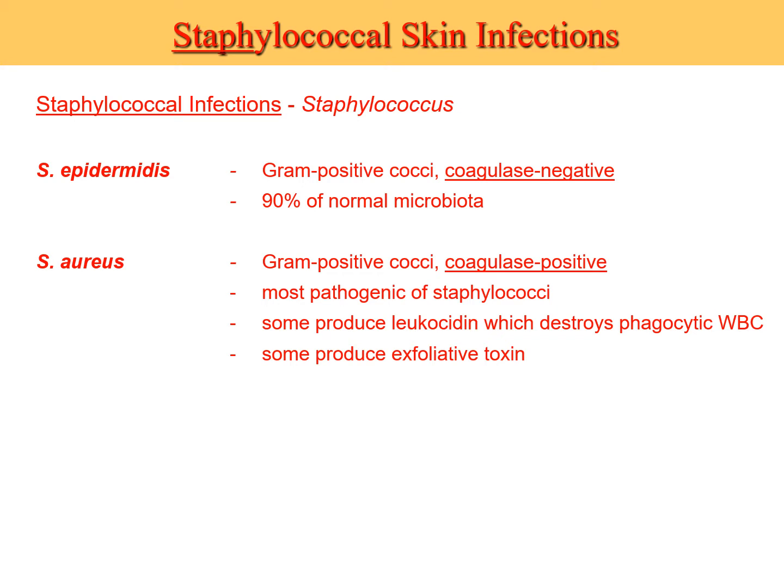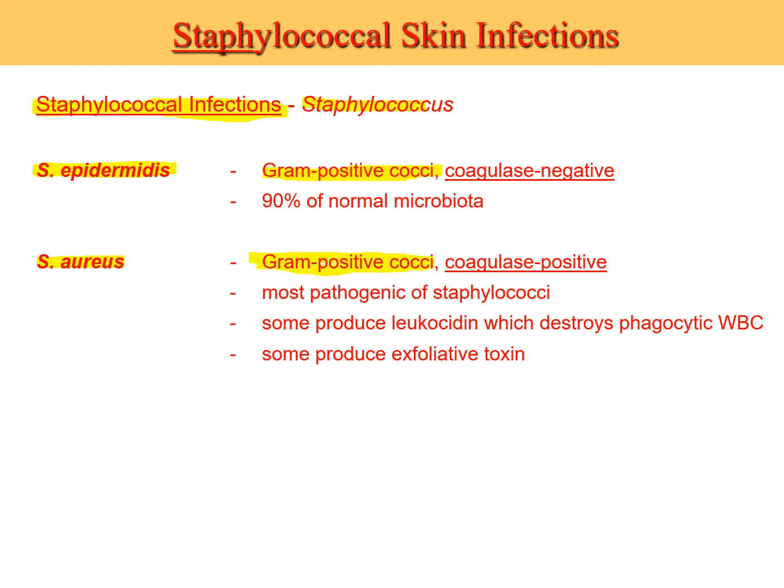Staphylococcal infections and streptococcal infections sometimes overlap in their appearance, so try and pay attention to keeping them separate. In terms of staphylococcal skin infections, the normal microbiota, which doesn't cause any infection, is Staphylococcus epidermidis, as I told you before. There can also be Staphylococcus aureus. Some of them, not all, but some are pathogenic. Both of these are gram-positive cocci.